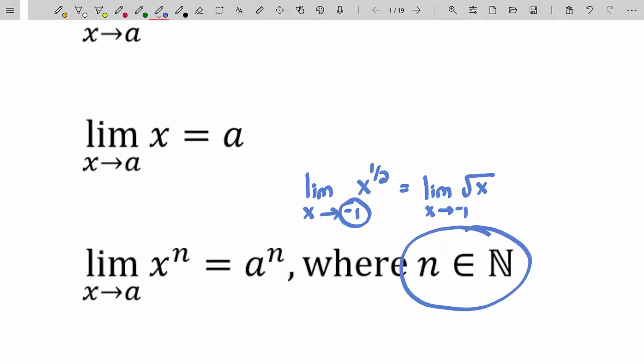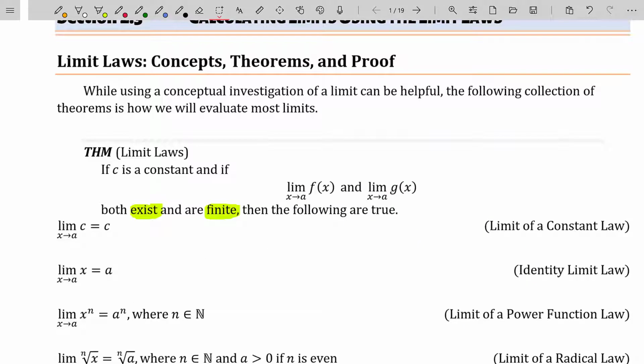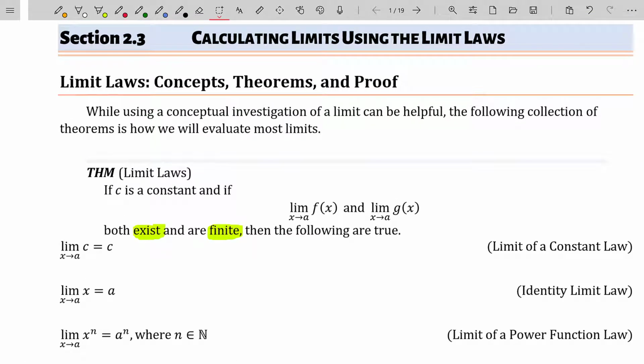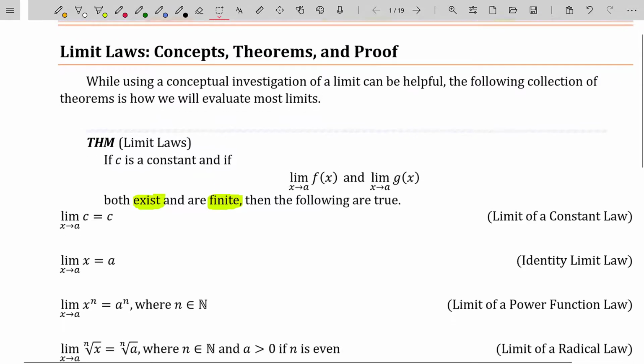And so this is why the power, or the exponent, for this limit law is currently restricted to be a natural number. Even though it doesn't actually have to be that restricted, it could be an integer. We're just, for right now, saying let's go ahead and pretend as though it's a natural number. This limit law is formally called limit of a power function law. I know, kind of a weird name, and I might have named these for this lecture I wrote last year. So if I did, I apologize for the terrible naming conventions.